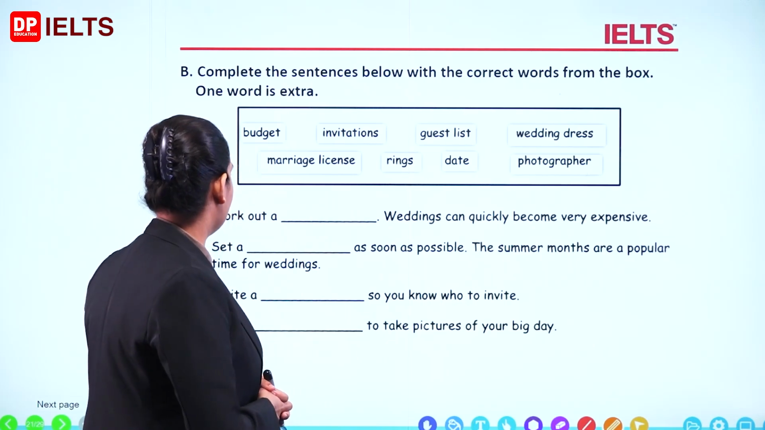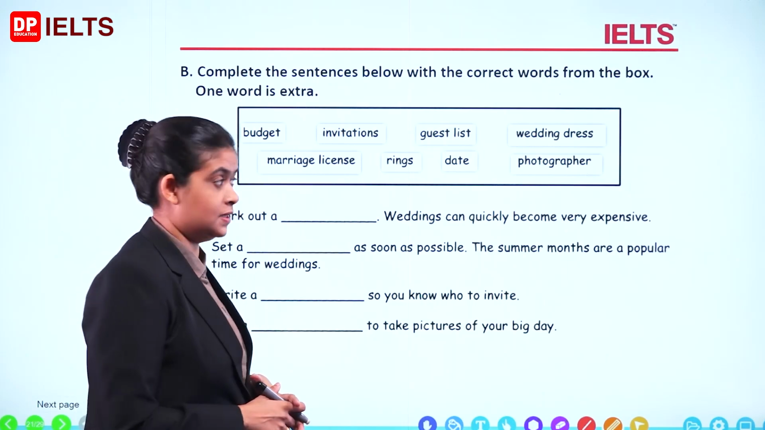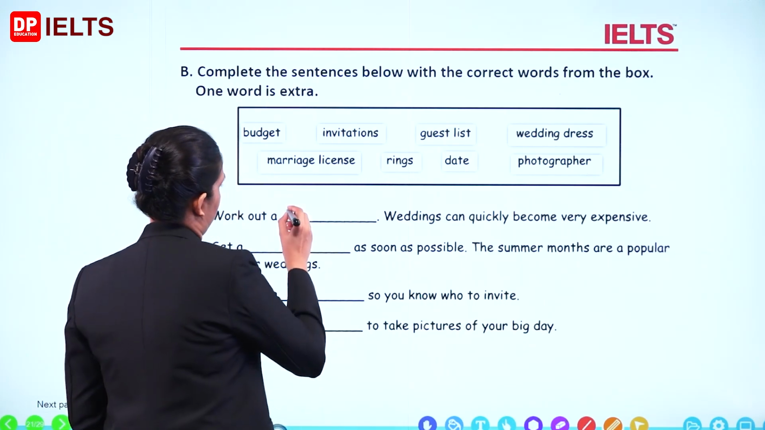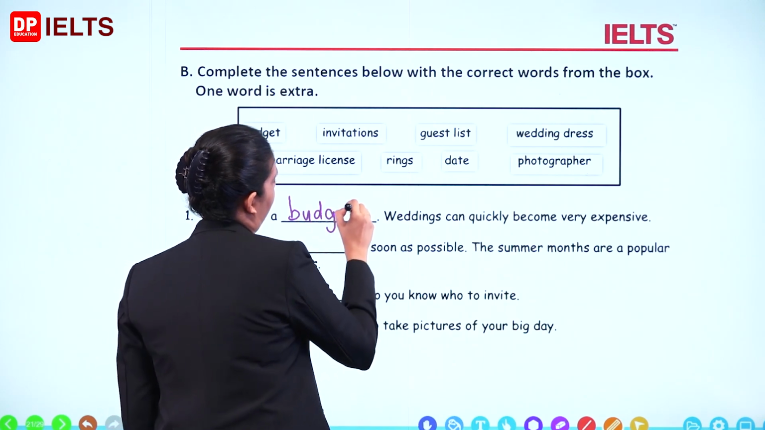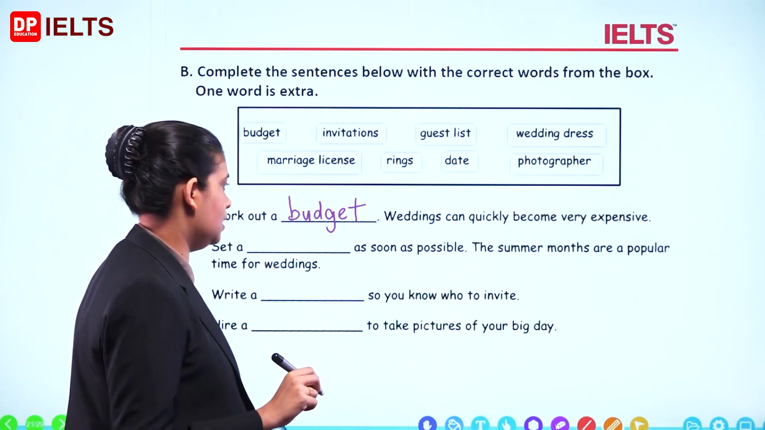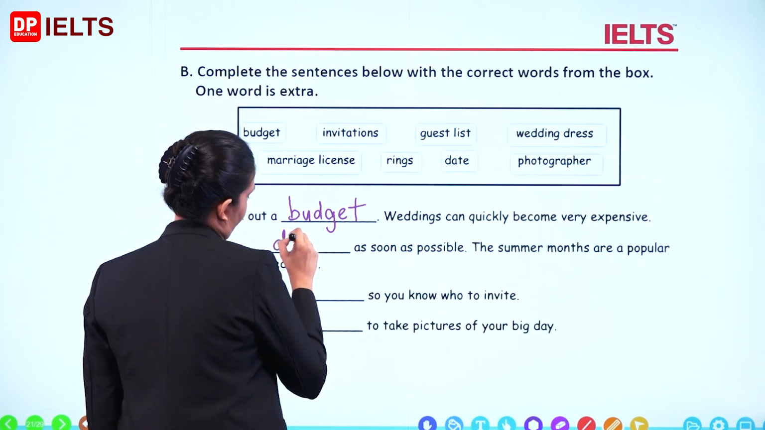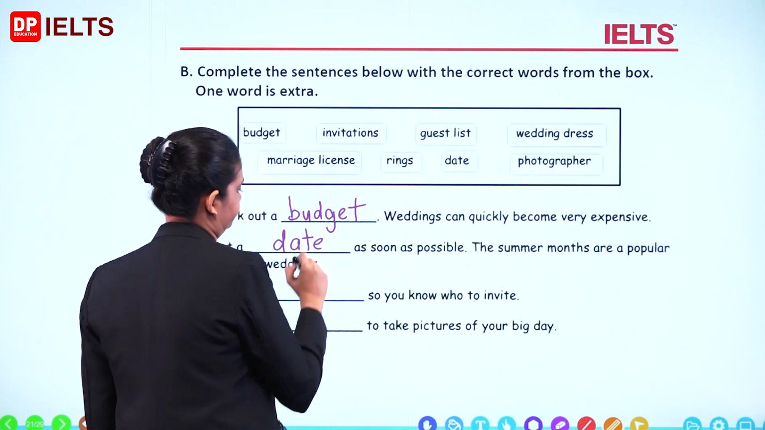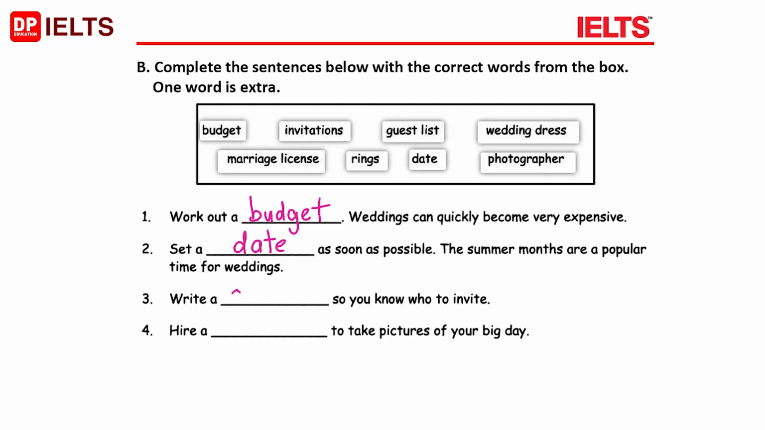So let's see. Work out a blank. Weddings can quickly become very expensive. So work out a budget. Budget එකක් තියාගන්න නැත්නම් ඉතින් it will become very expensive. Set a blank as soon as possible. The summer months are a popular time for weddings. So ඉක්මනට date එකක් දාගන්න. This date is දිනය. Write a blank so you know who to invite. Guest list එකක් ලියාගන්න. එතකොට අපි දන්නවා කාටද එන්න කියන්න ඕනි කියලා.